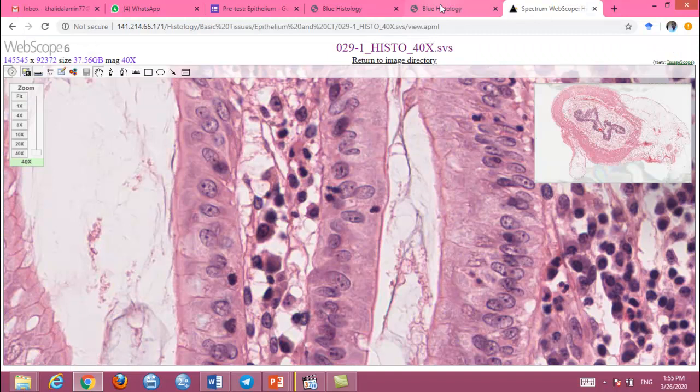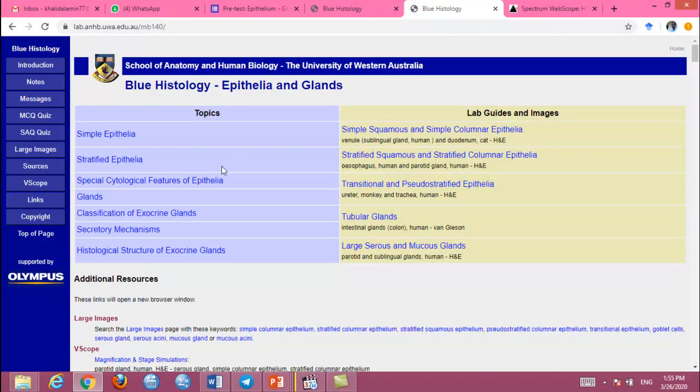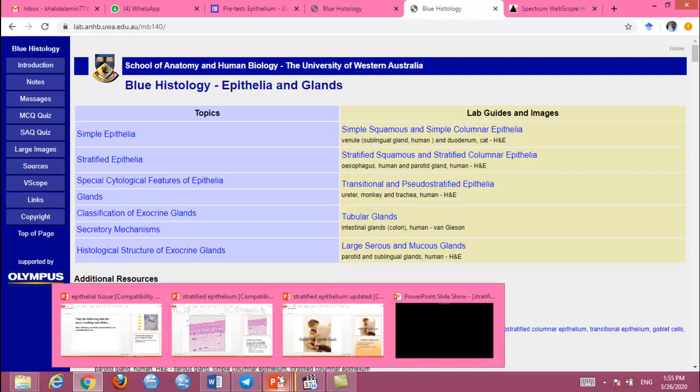So these two I want you to use, the Michigan and the Blue Histology, definitely in addition to your basic histology book. Thank you very much.